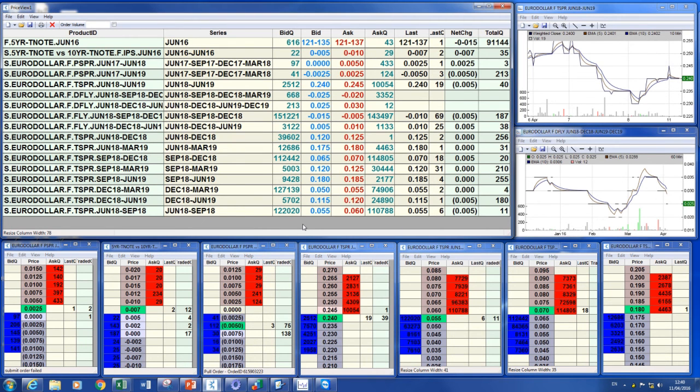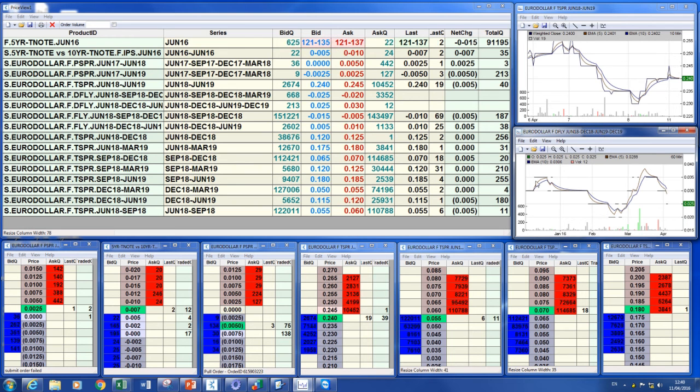So, back to the Stellar. From left to right, I've obviously got this price view, which is listing all the spreads on this page. And then I've got a couple of charts. I've got the June 8, June 9 EuroDollar on a 10-minute, and then a 60-minute chart of the June 8 decade, June 19, Dec 19 fly, so a double fly.